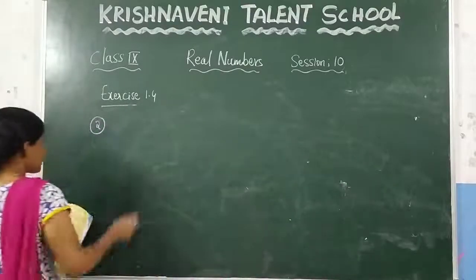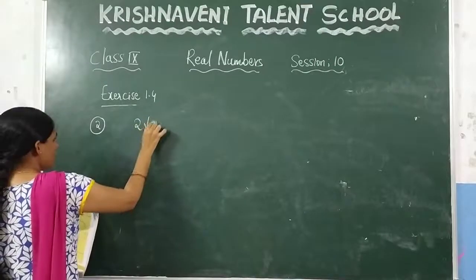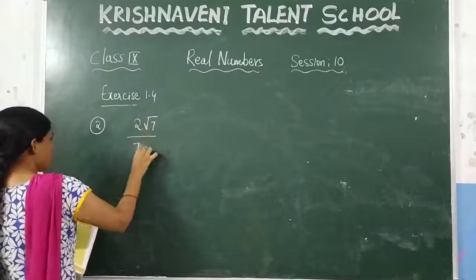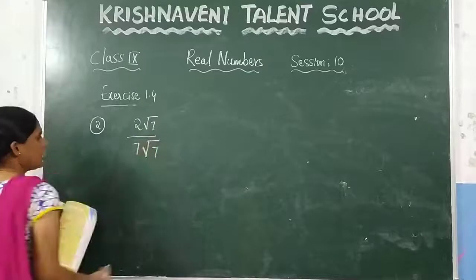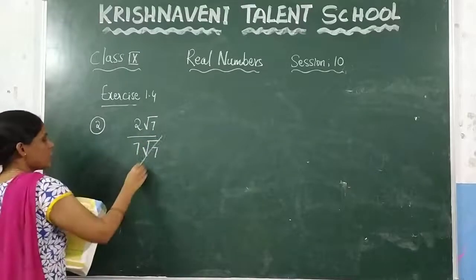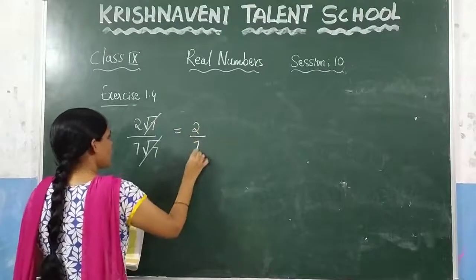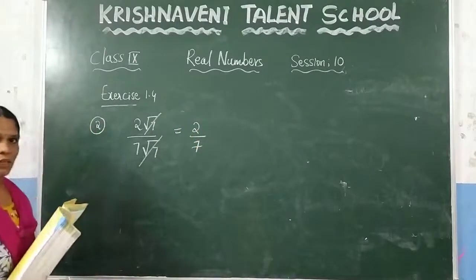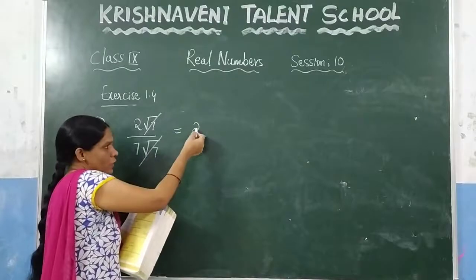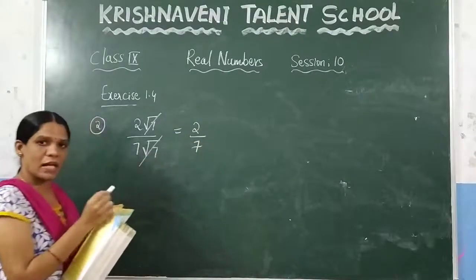What is the next question given? 2 root 7 by 7 root 7. Clearly you can observe that this root 7 will get cancelled. What is the remaining left over? 2 by 7. We know that 2 and 7 are integers.